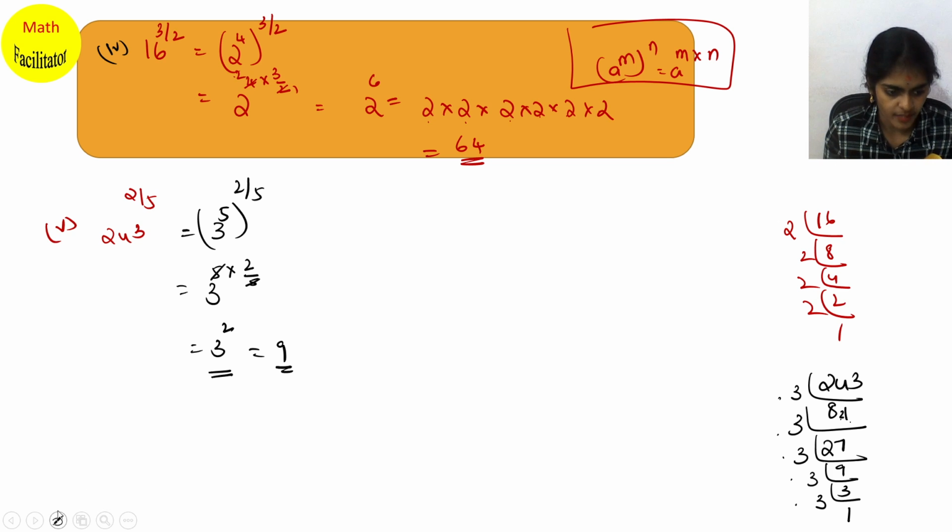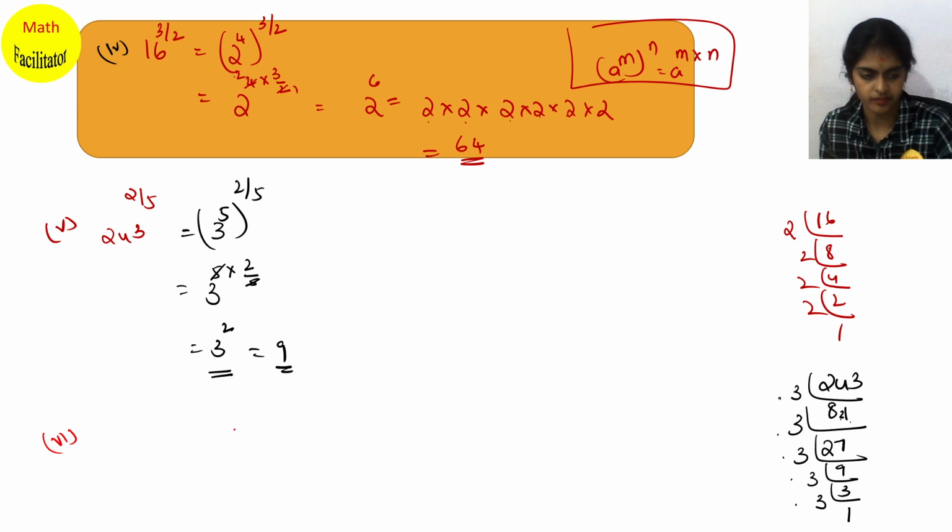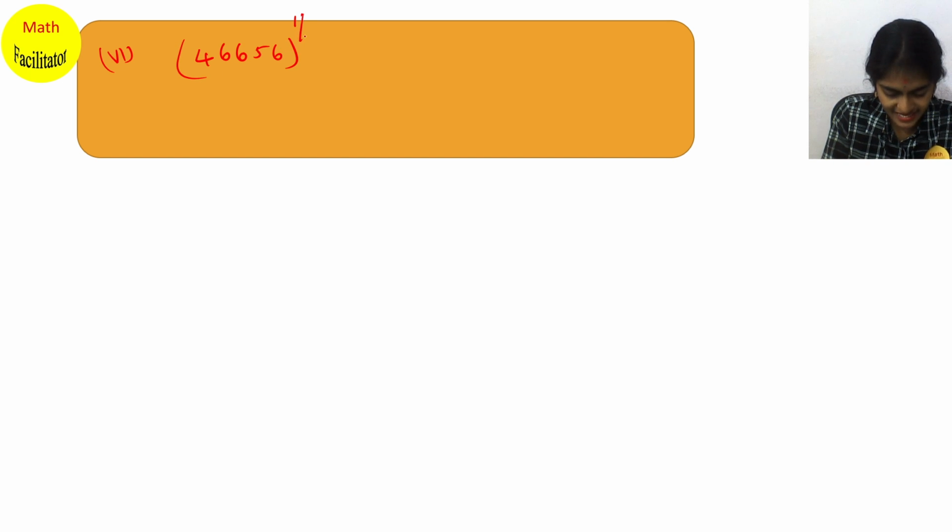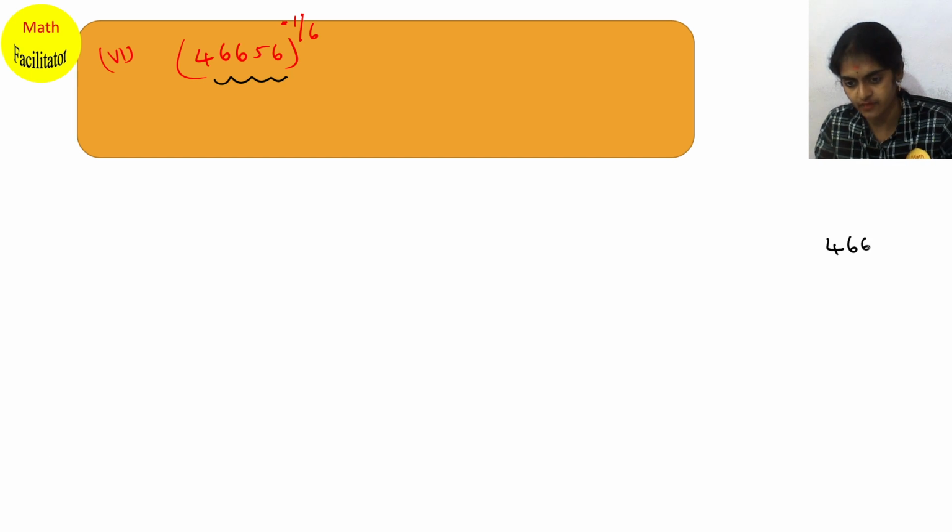Okay. So the last bit of this question, the sixth bit. Let me write it here. Yes. You have 4, 6, 6, 5, 6 whole power 1 by 6, minus 1 by 6 you have. So here again this number, 4, 6, 6, 5, 6, you have to prime factorize.